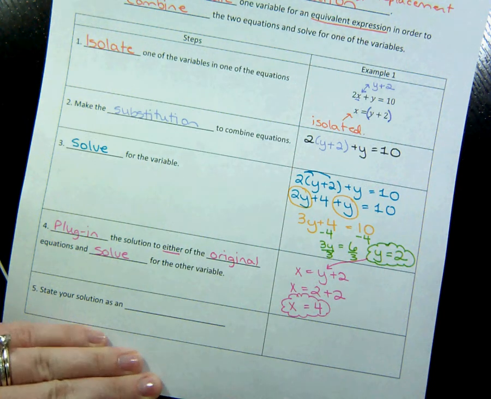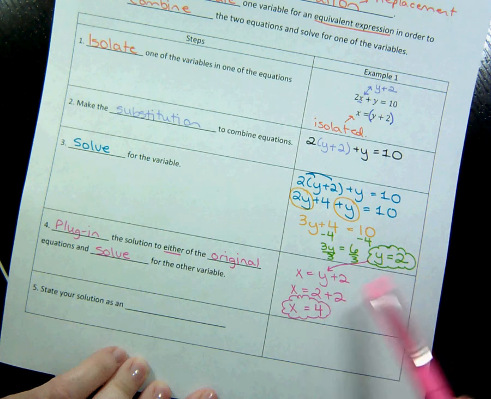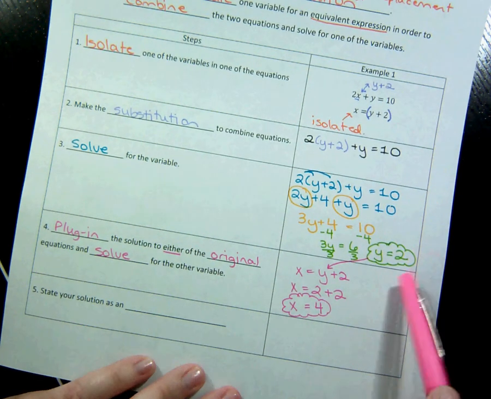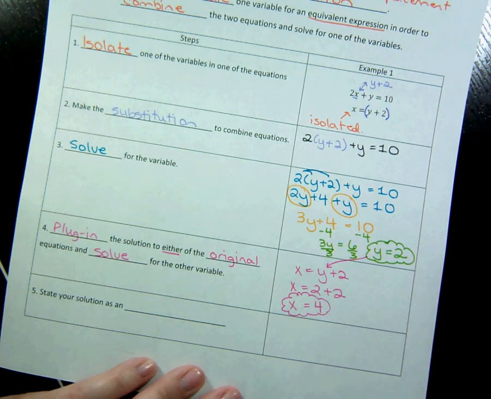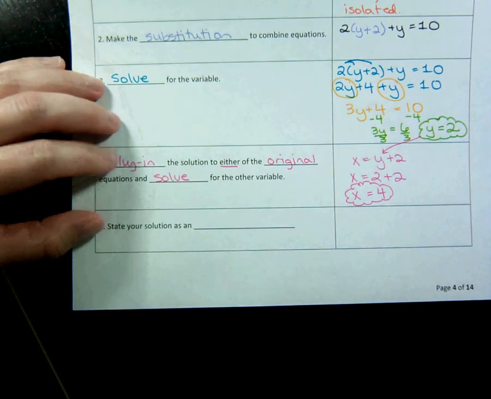There's a lot of work, it gets a little messy, and you're always going to have two answers, and they usually end up kind of all over your paper. So once you have your two answers, you're done. The last step is to write your answer.